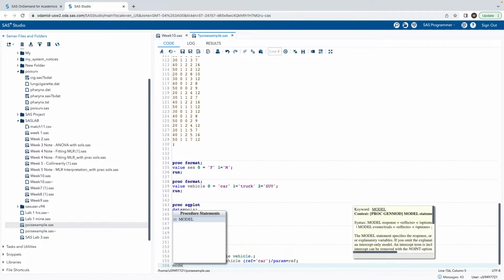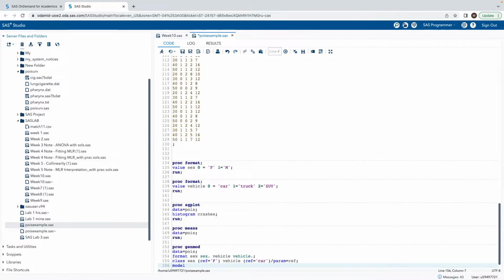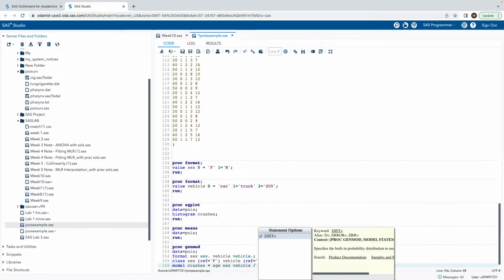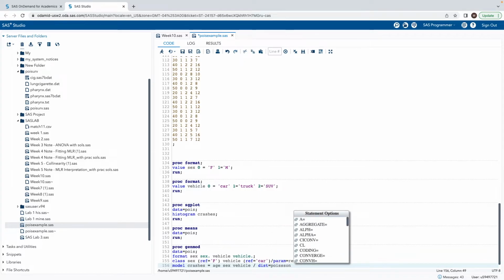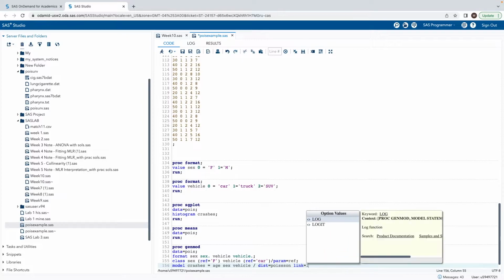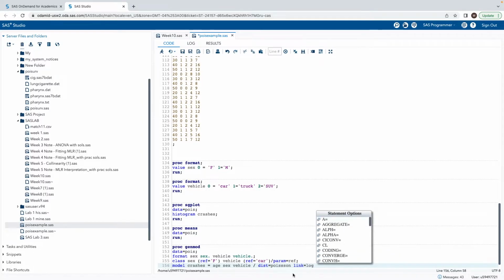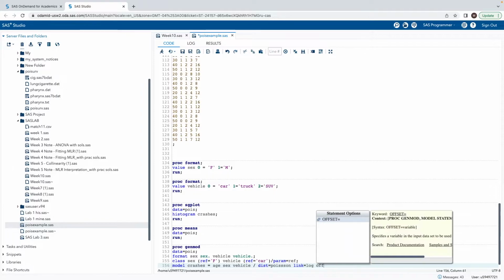Okay, so now we actually specify the model. The outcome is the count, the number of crashes, and we want everything in the model: age, sex, vehicle. And here is where we essentially tell SAS that it's Poisson regression. So we tell SAS that the distribution is Poisson, and for Poisson regression, the link function is log. And there's something you put in that isn't a variable that's called the offset.